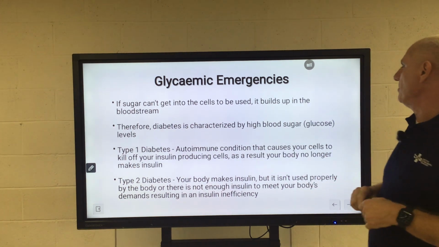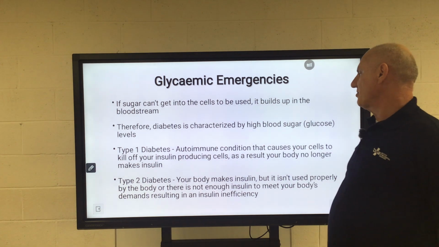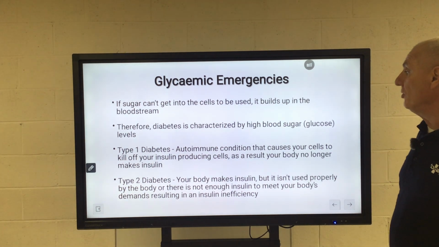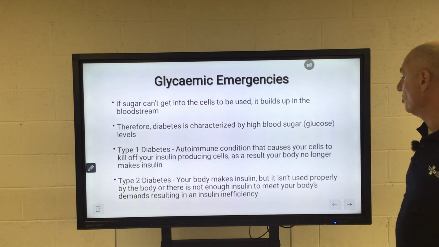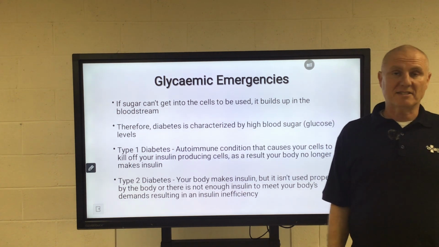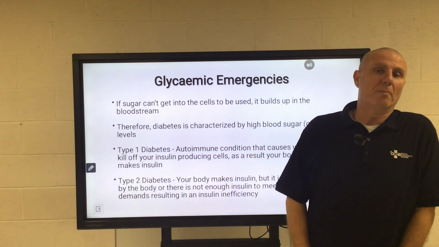If sugar can't get into the cells to be used, it builds up in the blood, which gives us hyperglycemia. Therefore, diabetes is characterized by high blood sugars all the time. Type 1 diabetes, which is normally an autoimmune condition, causes your body to kill off your insulin producing cells. So your body no longer makes insulin. This normally happens to young children anywhere from the age of 1 up.